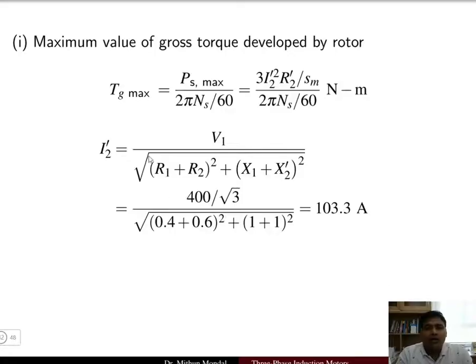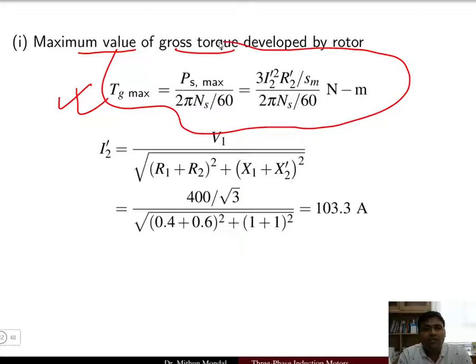Now to find the maximum value of the gross torque developed by the motor, we know the formula for the gross torque is the maximum power divided by the speed, 2 pi Ns by 60, and the power we can substitute as 3 times I2 square into R2/S, where S is the slip. Here the unknown quantity is the current, so we first have to determine the current.